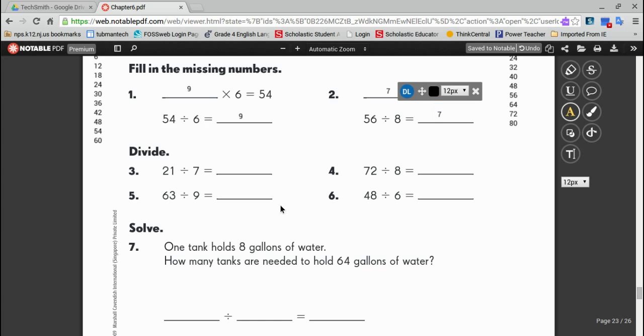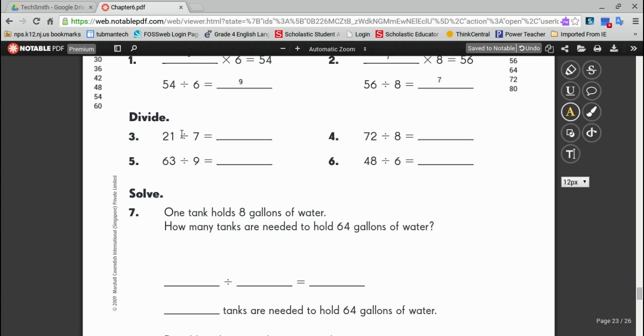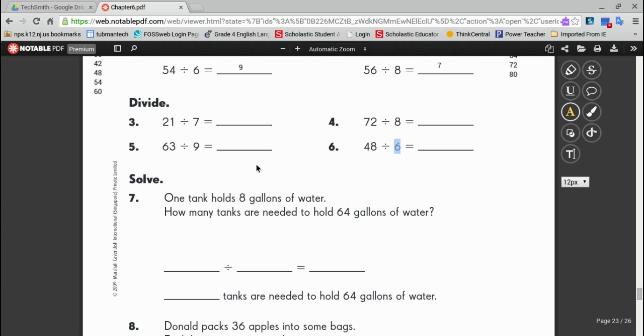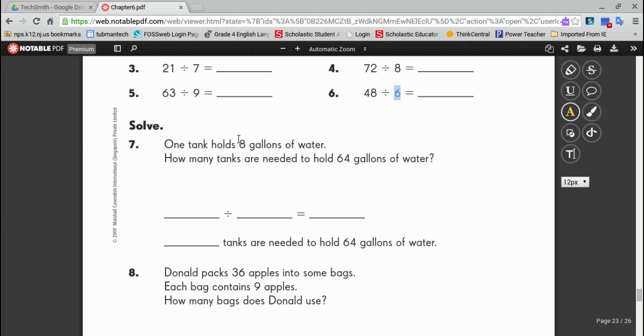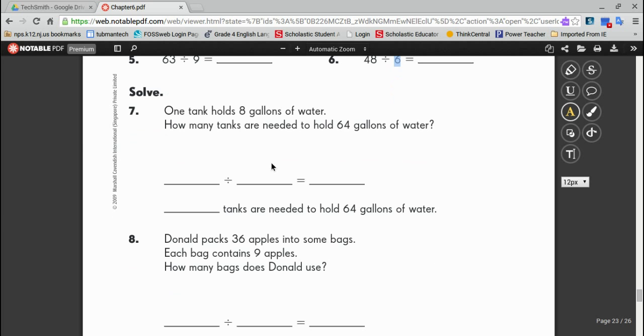Alright, so we want to divide this through. Divide 21 divided by 7, and so on and so forth. I think you guys can handle 3, 4, 5, 6 on your own. Remember to write down your multiples if you need to for these numbers over here, just in case you need to. And hit pause and complete these 4, and we'll move on to this one when you're ready. Okay, welcome back. You should have done 3, 4, 5, 6.